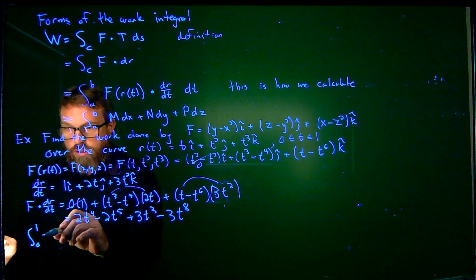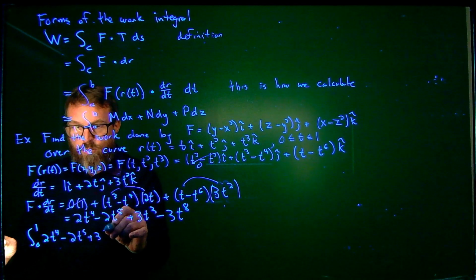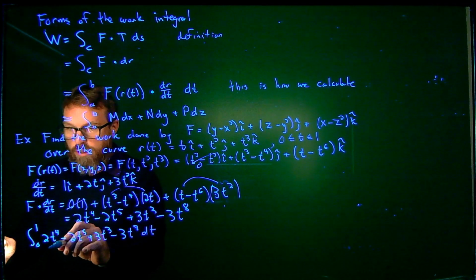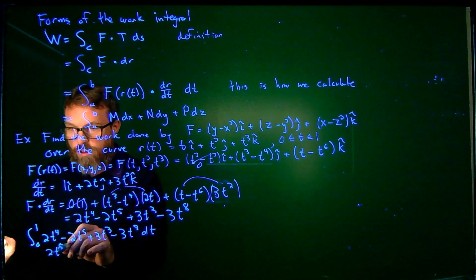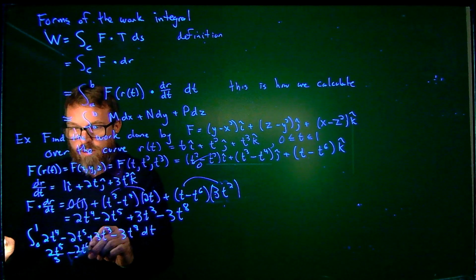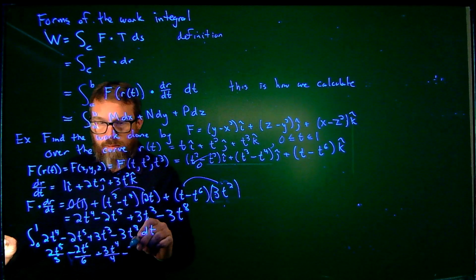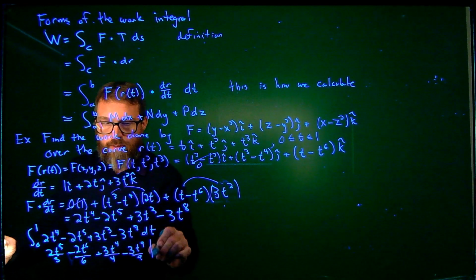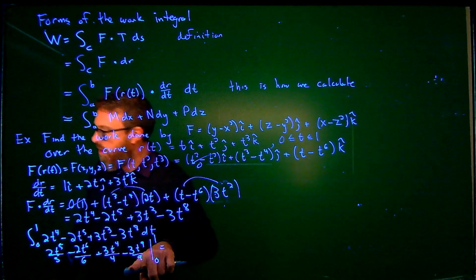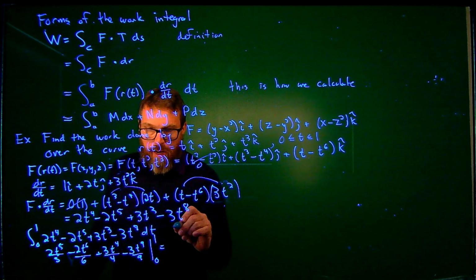So this is going to be 2t to the fourth minus 2t to the fifth plus 3t cubed minus 3t to the eighth dt. So the antiderivative is 2t to the fifth over 5, not plus, but minus 2t to the sixth over 6 plus 3t to the fourth over 4 minus 3t to the ninth over 9, evaluated from 0 to 1. And to save you the time, plug in 1, plug in 0. You can see it's just going to be these coefficients. So adding those coefficients together is going to give me 29 over 60 when we're done.